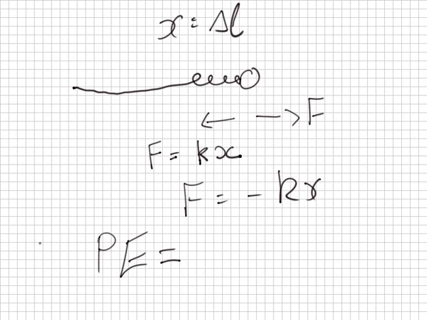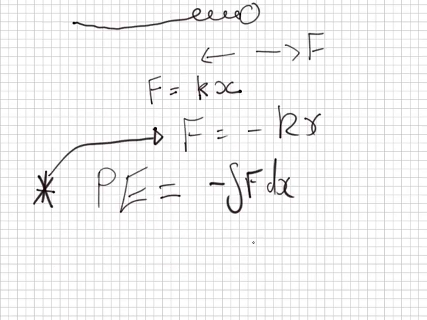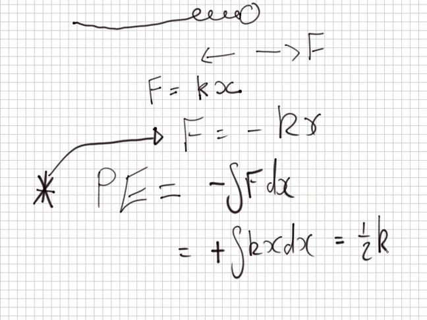If you want to calculate the potential energy, and if you know the force, the way to calculate it is just do minus integrate the force. So here it would be minus integrate kx dx. And what would that be? Oh, sorry, minus minus, so plus a half kx squared.